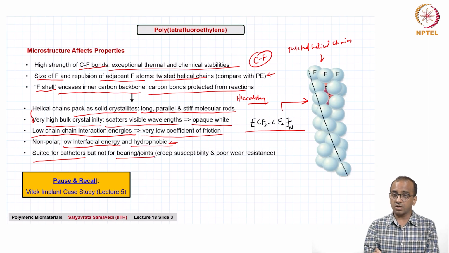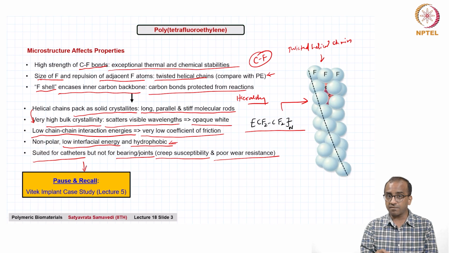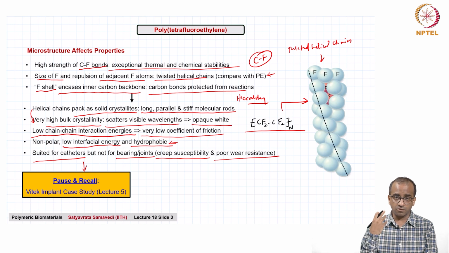For example, it is not a very good polymer to be used for bearings or joints because of two reasons. One is that it is susceptible to creep. It is a property that we will look at in more detail in subsequent lectures. And it has very poor wear resistance, and this is something we saw when we looked at the Vitek implant case study in lecture 5, where the inappropriate use of PTFE for implants that were intended to augment or replace the temporomandibular joint led to wear debris with time, because PTFE has very poor wear resistance.